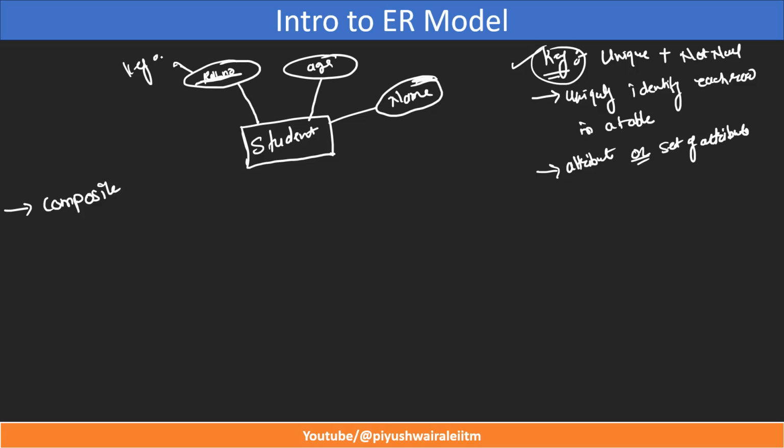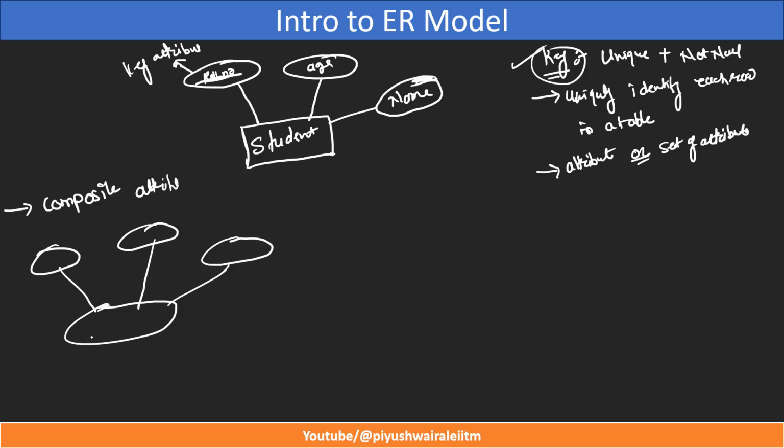Key attribute, right? And this name is a single valued attribute. Now, what is a composite attribute? We'll see. A composite attribute is represented like this: we have one parent attribute, and then its components, different types of components like this.